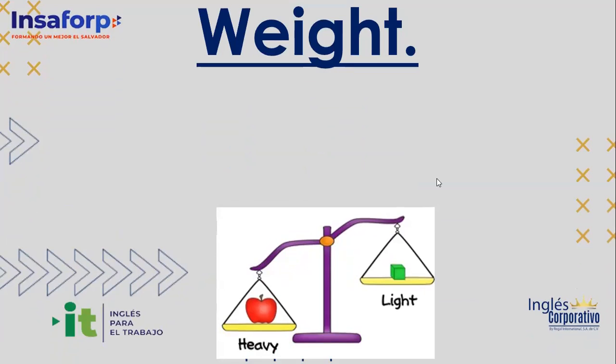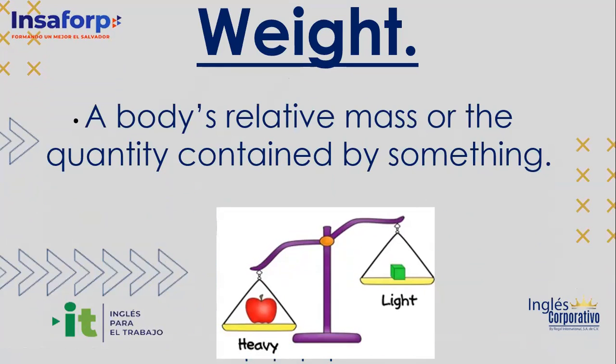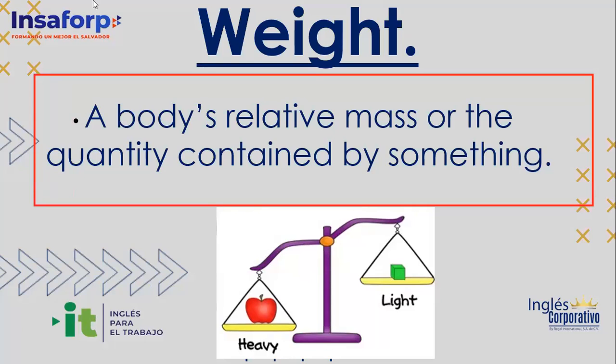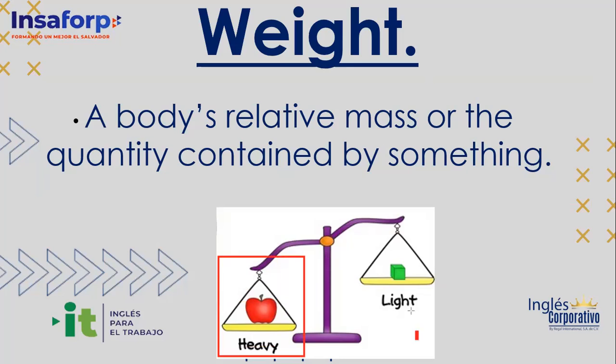Weight is also important when you have a product, okay? So let's look at the definition. Can you help me to read, please? I want a girl now to help me read. Can you help me, please, Sandra Patricia? Body's relative mass or the quantity contained by something. Exactly, thank you, Miss. So weight is like the mass, the quantity that it contains, or peso in Spanish, okay. As you can see, some things are heavy and some things are light, okay? Heavy, pesado, light, liviano, right?